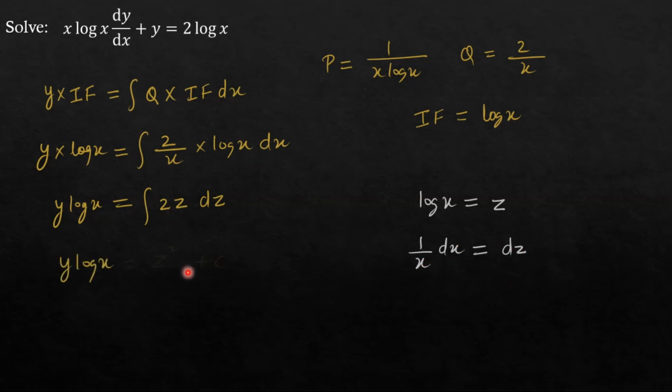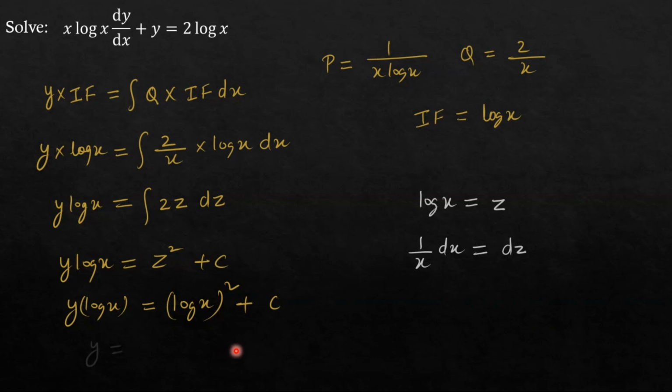Now the integration of 2z is equal to z square plus constant of integration c. Now again we will have to substitute the value of z, that is log x, because we have to represent the solution in terms of x and y, not z. In place of z, I will replace it by log x. So it becomes log x whole square plus c. So divide by log x on both sides, and you will get y is equal to log x plus c by log x. So this is the solution of the given differential equation.